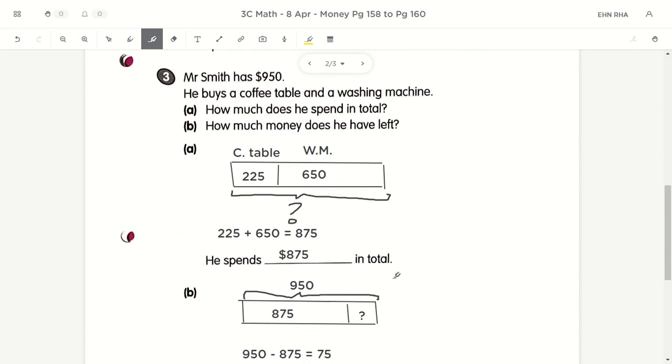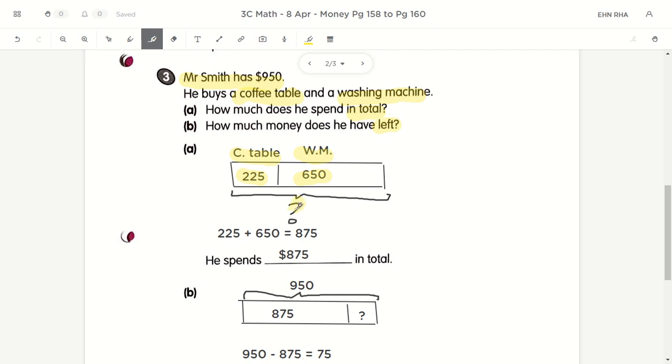Right, so question 3. Now there's a difference here: I have a certain amount of money. I have $950. I buy a coffee table. I buy a washing machine. I want to know how much I spend in total. I want to know how much I am left with. So part B is something new, and we're going to explore and see how it's done. I bought a coffee table, cost me $225. I bought a washing machine, cost me $650.